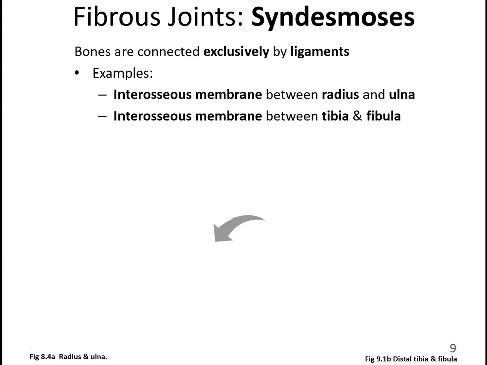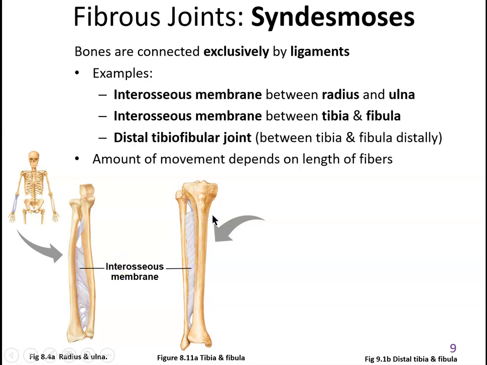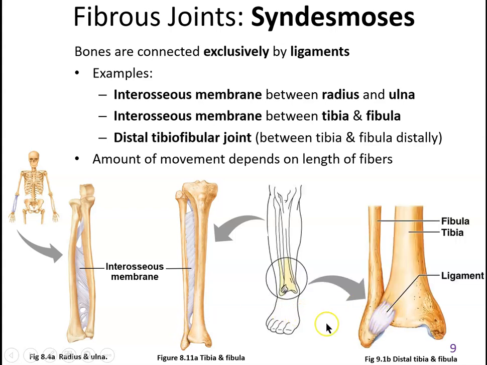Then we have the syndesmoses, and these are where the bones are connected just by ligaments. We would see these in the interosseous membranes. So the ulna and radius are held together tightly by this interosseous membrane, and the tibia and fibula are held together the same way. Also, there's the one other joint, the distal tibiofibular joint, which you can't really see.